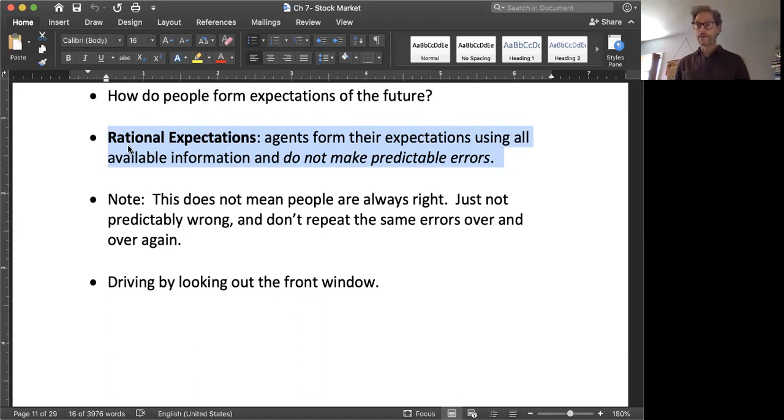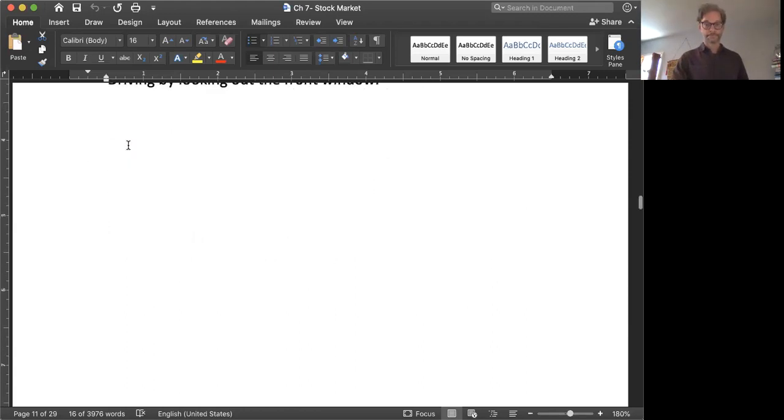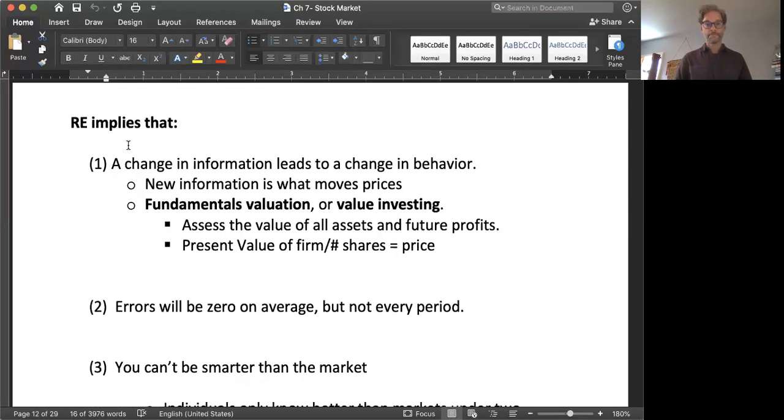Does that mean that there will never be any car crashes? No, but they will be unpredictable, right? There might be some hole that you can't see, or maybe someone's going to come flying out from the left or the right, okay? Those kind of unpredictable errors are going to happen, but rational expectation says you don't make predictable errors. You don't make the same mistakes over and over again. What does this then pertain, or how does this pertain to pricing stocks and bonds? Well, there's a couple of implications.